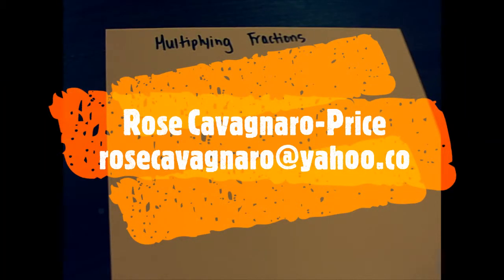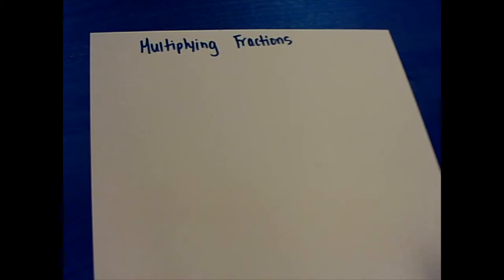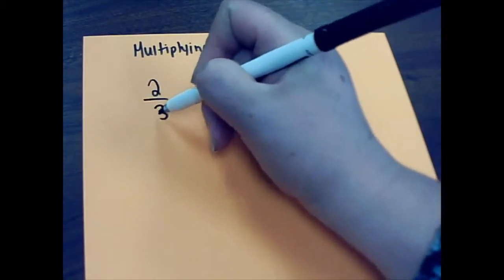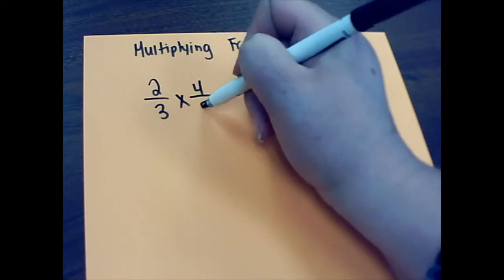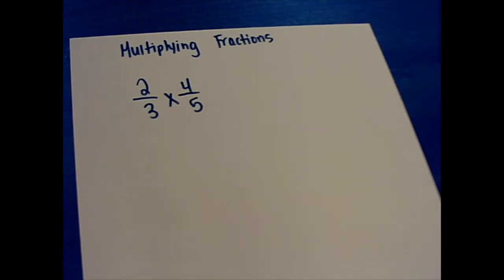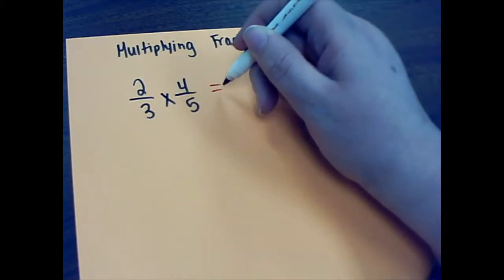Okay, so initially when we talked about multiplying fractions, we talked about drawing models, okay? But now we're just going to learn the algorithm that you guys have already figured out that just kind of goes straight across. So if I have 2/3 times 4/5, the denominators do not need to be the same. The only time denominators need to be the same is when you're adding and subtracting fractions. So I can just multiply straight across.